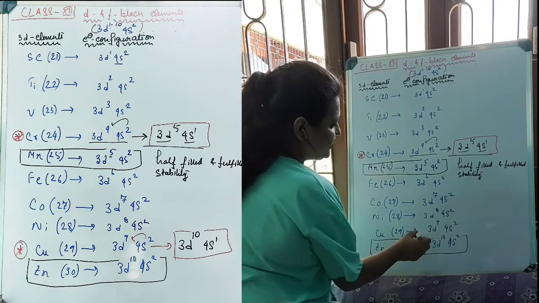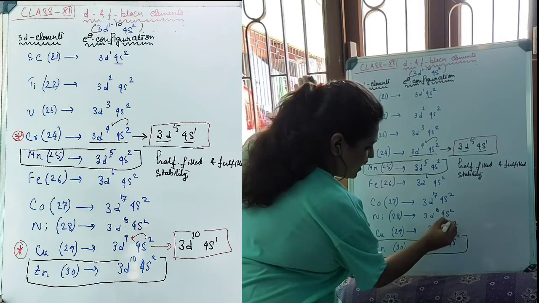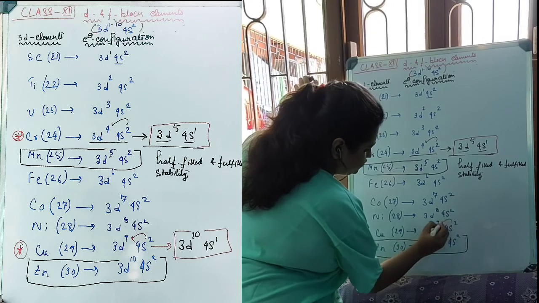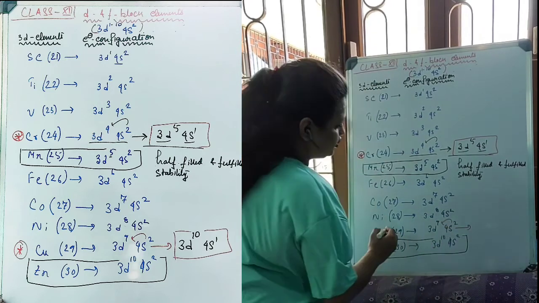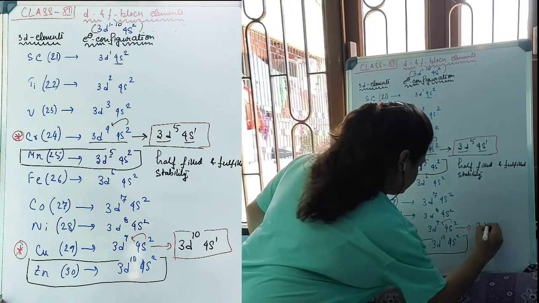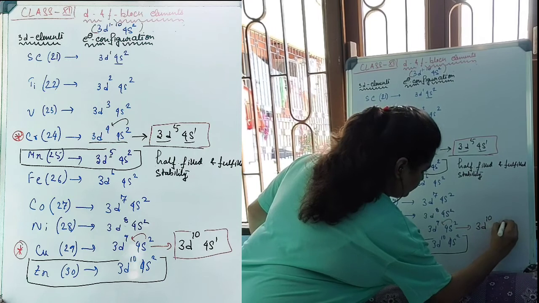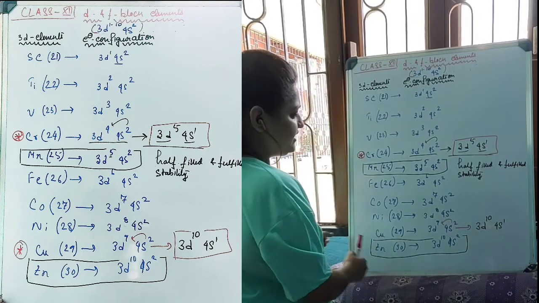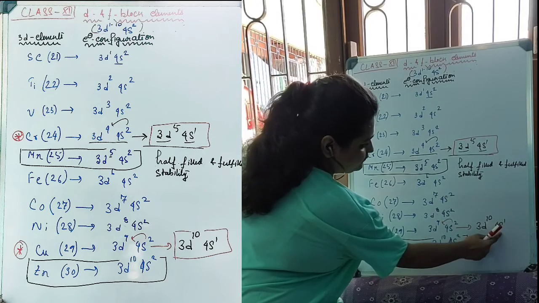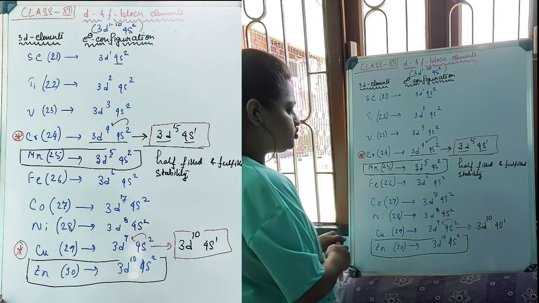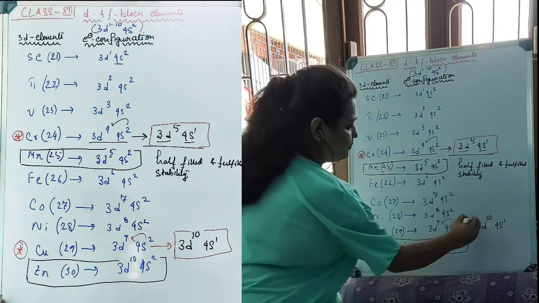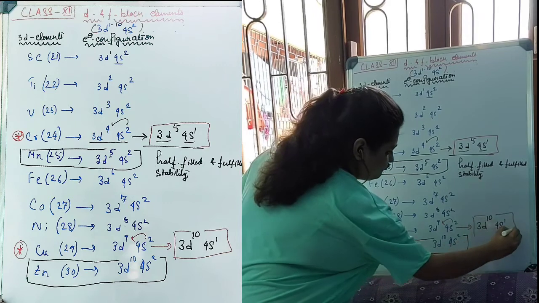Copper also rearranges its electronic configuration, and one electron from the 4s subshell jumps to the 3d subshell, making the electronic configuration 3d10 4s1. Therefore, it gains full stability in 3d and half-fill stability in 4s, making the actual electronic configuration for copper 3d10 4s1.